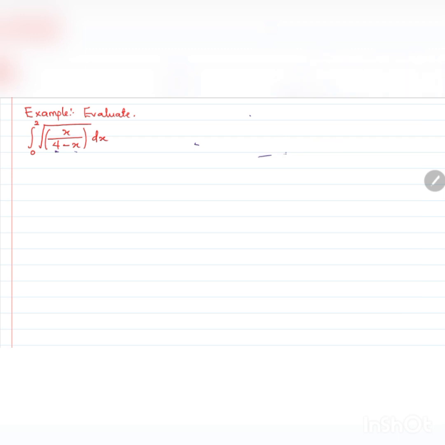So let's solve that together. Solution: let x equal 4 sine square theta. So if this is x, I'll have to differentiate it. Then dx, while differentiating, will give us 8 sine theta cos theta d theta. So that's the derivative.